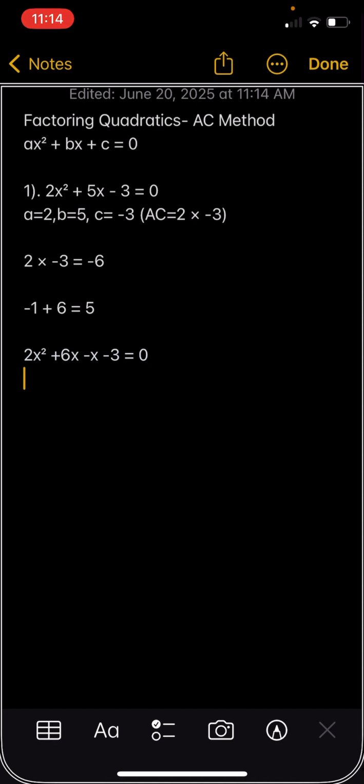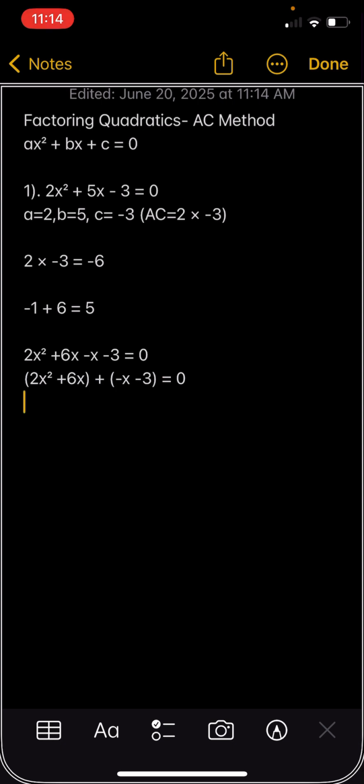Notice what we have on the screen there now. 2x squared, and guess what? We have rewritten that 5x as positive 6x minus x. So we have 2x squared plus 5x minus x is equal to negative 3, plus negative 3, that is equal to 0. So those four terms can now be grouped into two brackets, making two binomials like this.